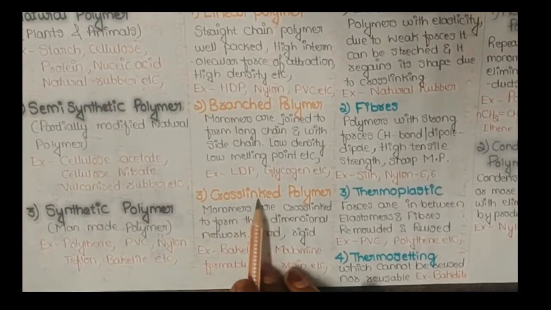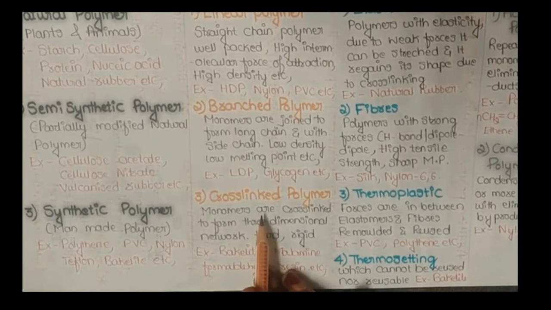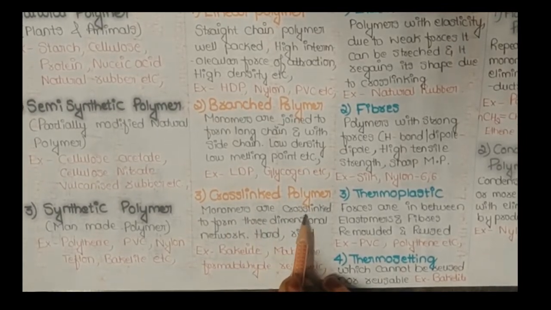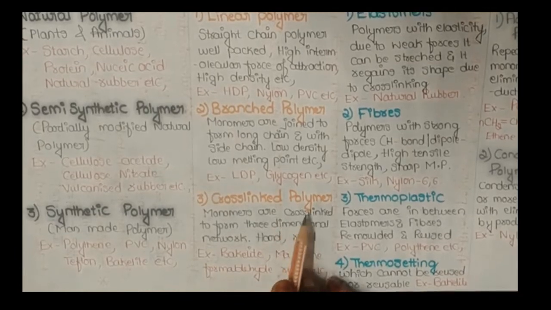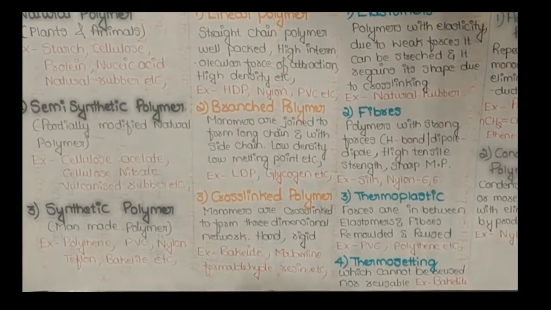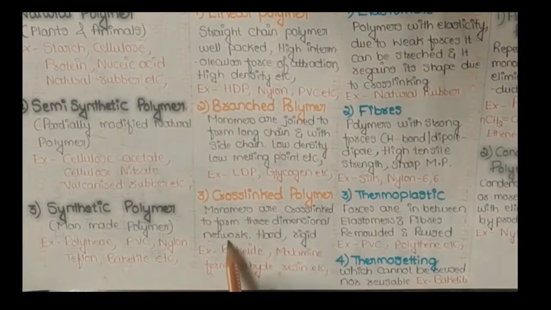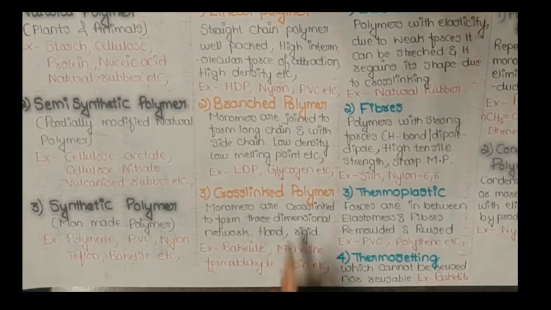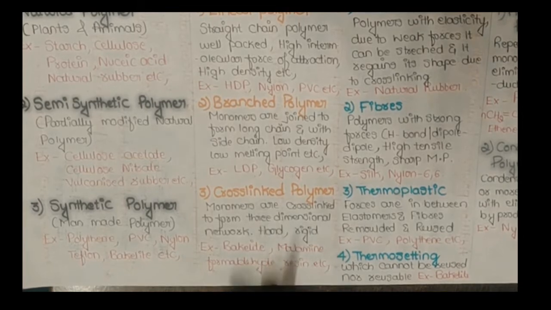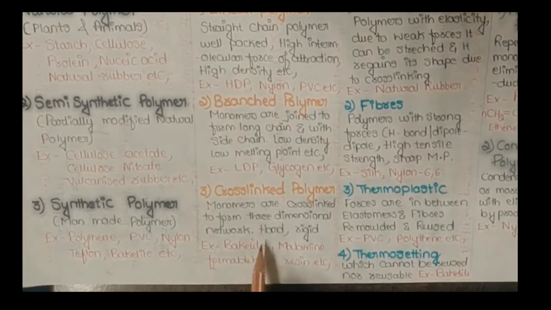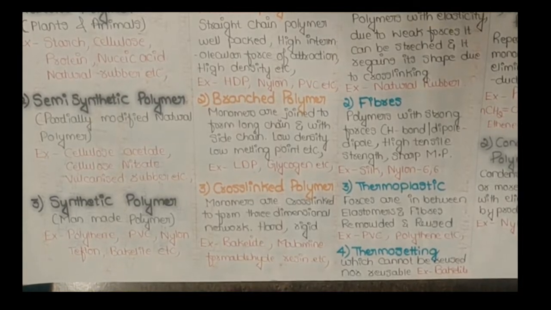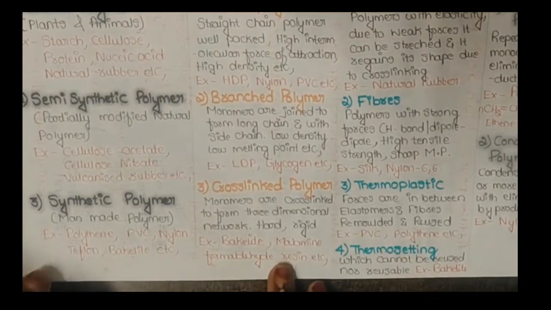So in case of cross-linked polymer, as I have said, the monomers will be having cross-linked structures. So due to the cross-linked structure, you will end up with a three-dimensional network-like structure. They will be very hard in nature, they will be highly rigid. The best example is bakelite. Not only bakelite, you can also take melamine formaldehyde resin as an example.